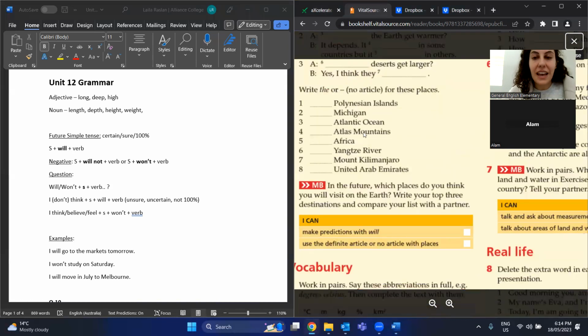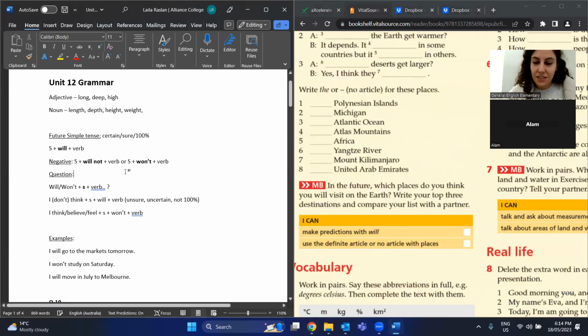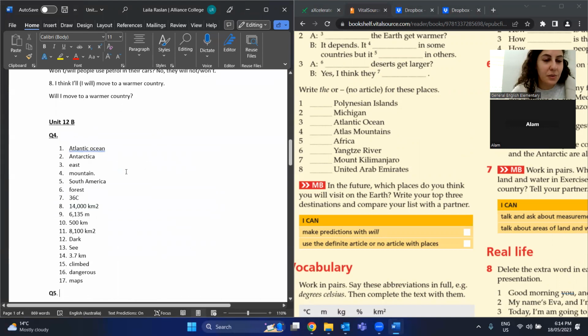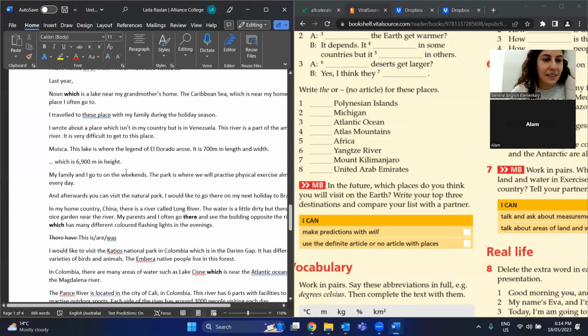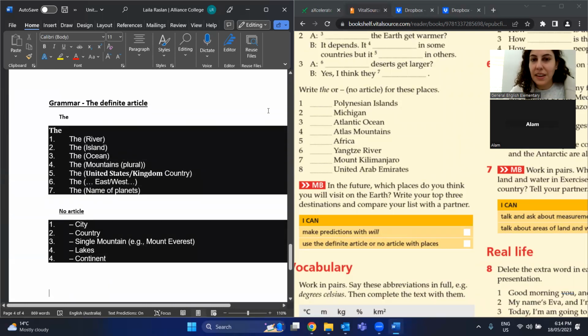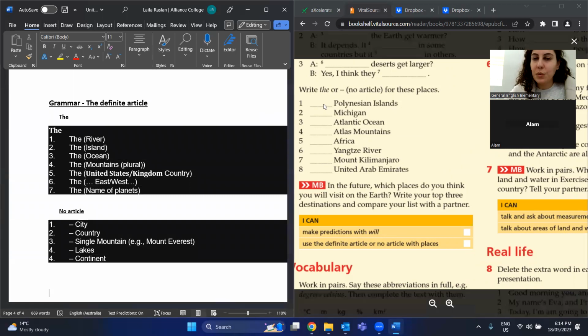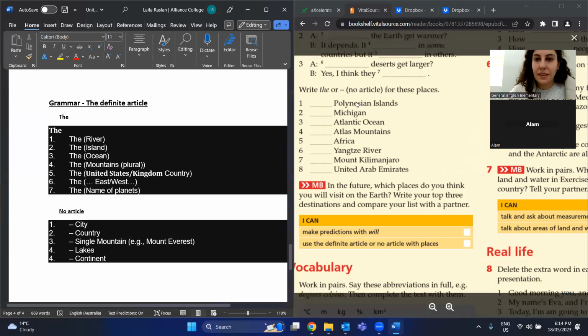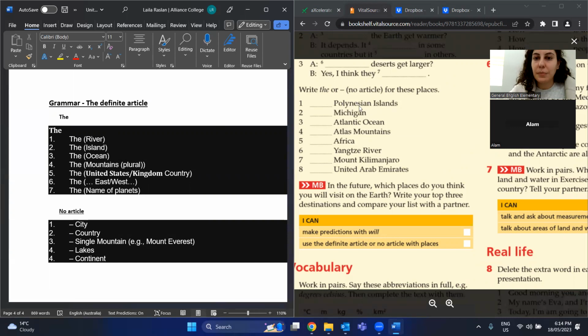Do you remember we looked at articles? This was the hardest part. I wrote the rules. We were in this part here and I've written the rules. Do we say the Polynesian Islands or just Polynesia? Iceland, it's an island. The Polynesian Islands.